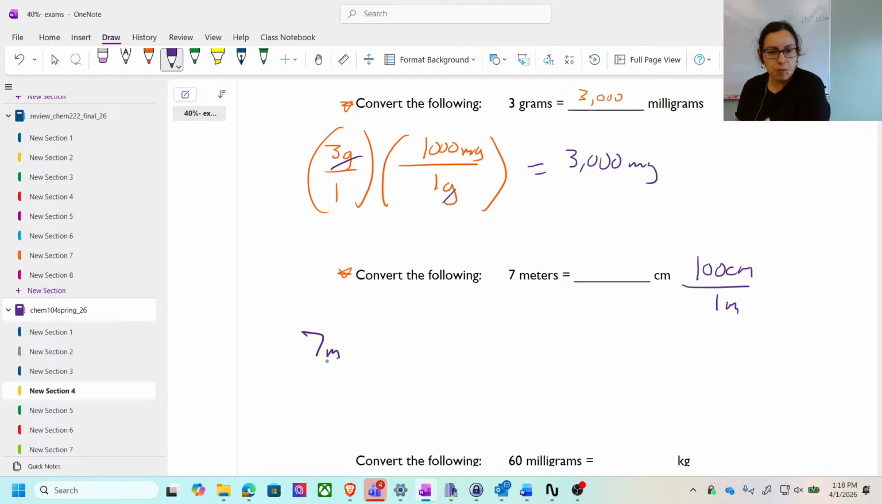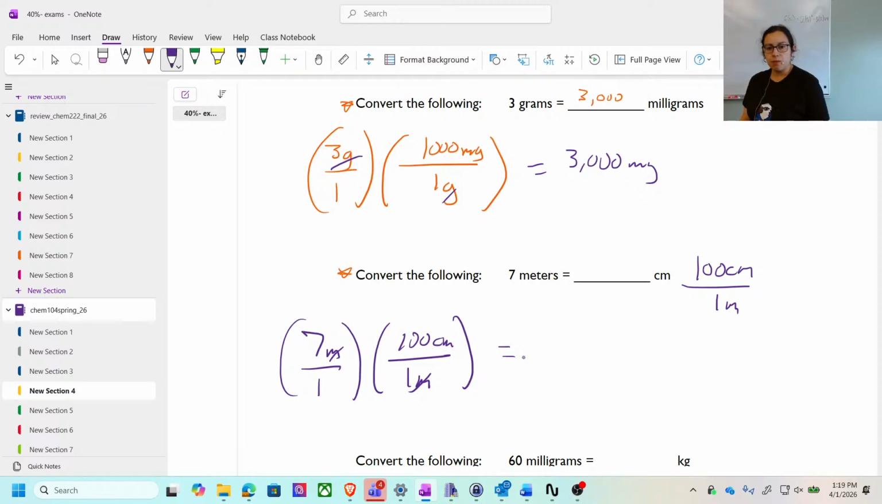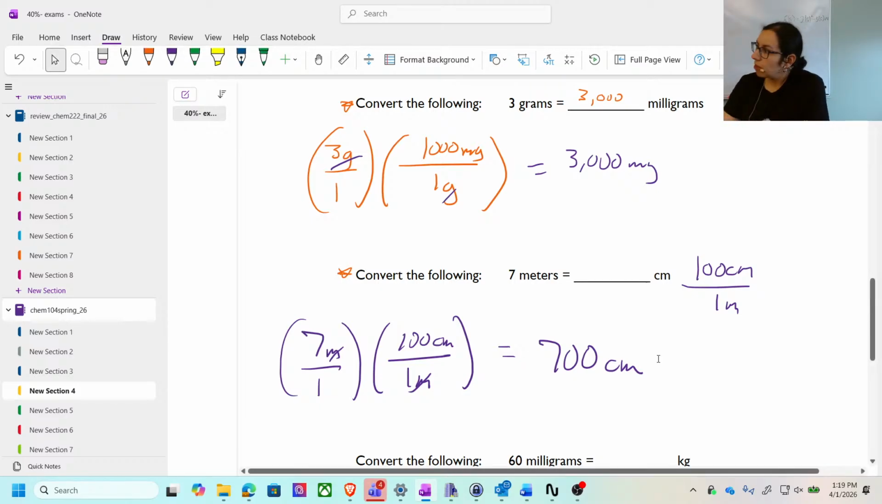Excellent. So then we can set up our railroad track here. And okay, so how I wrote it was correct. I didn't intend to. But centimeters on top, meters on bottom so that it cancels. Cancel, cancel. And then what do we get for our final answer? Excellent. 700 centimeters. Any questions?